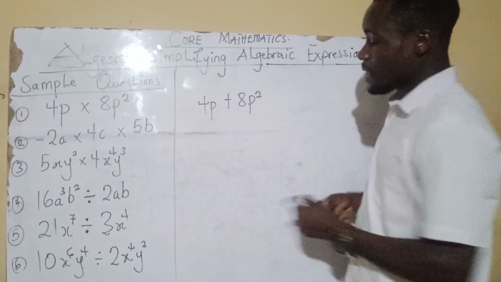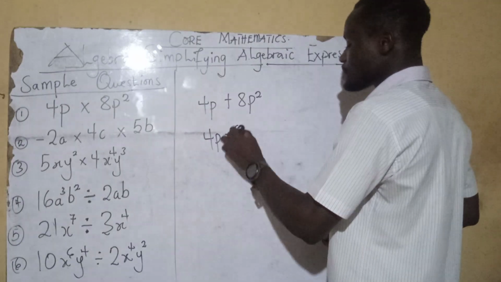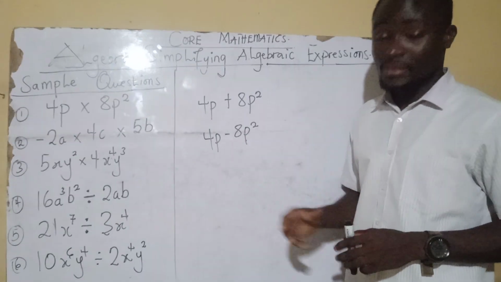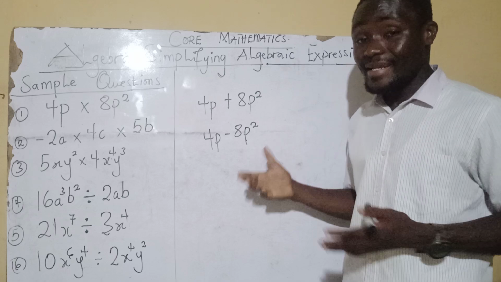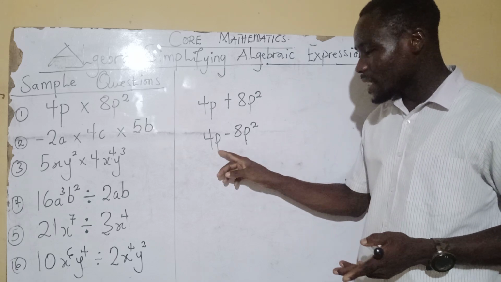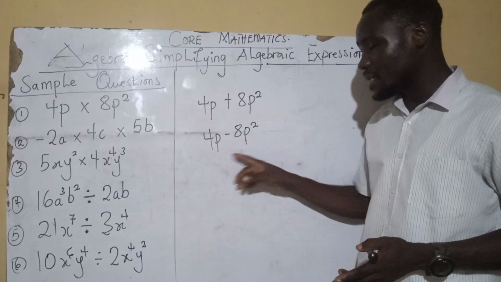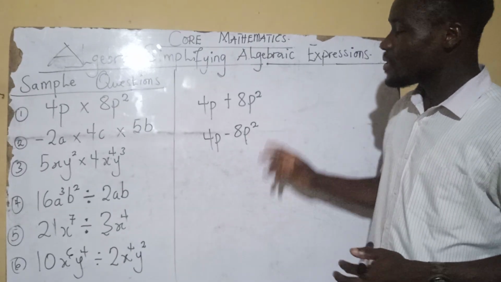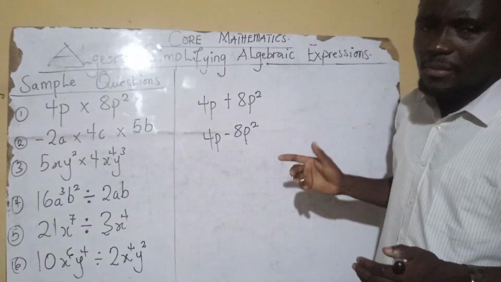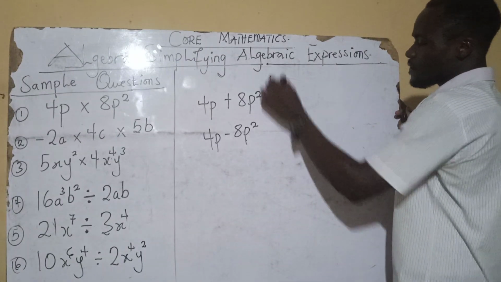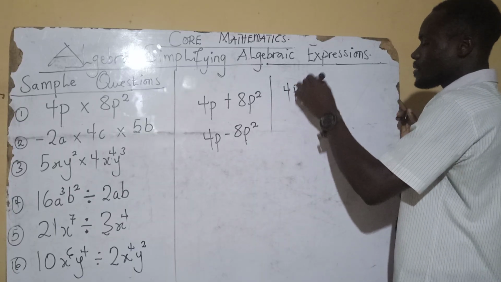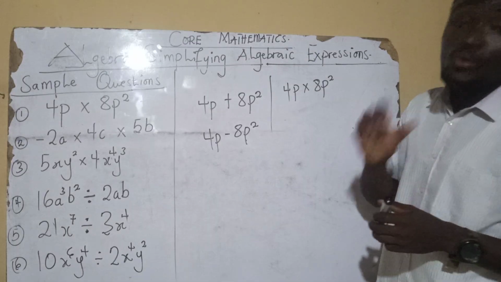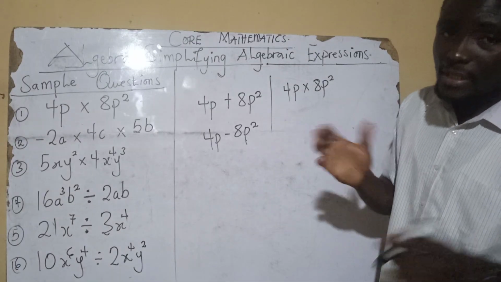Like terms. In the same manner, if we are asked to subtract this from that, we cannot. Why? Because they are not like terms. Why are they not like terms? Because looking at the quantity p, this one is 4p, this one is 8p squared, meaning this is different from this. So now the question is, what about when they are multiplying? If they are multiplying 4p times 8p squared, we can multiply it. I believe you are following.